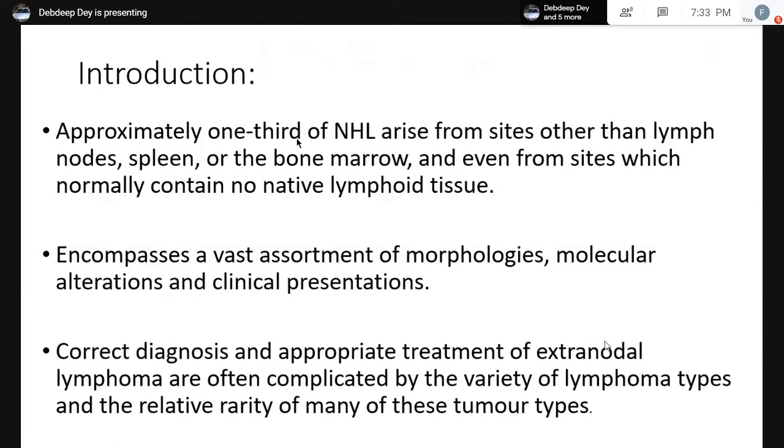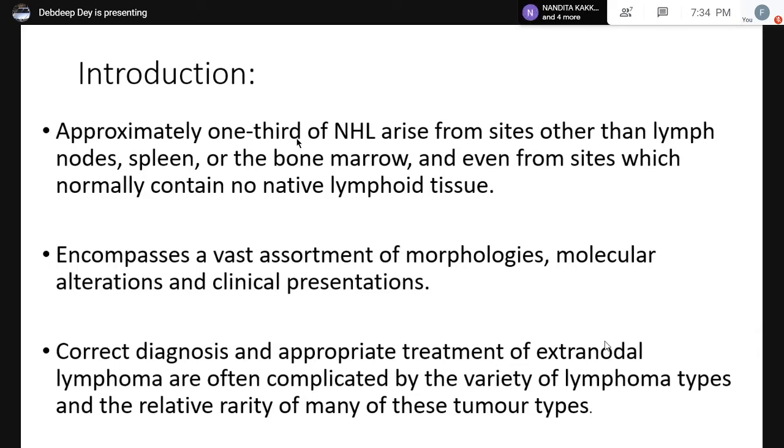So, as the name implies, extranodal lymphoma is a lymphoma which arises from a non-lymphnodal tissue, which means that it is not in the lymph node, spleen, or the bone marrow. Approximately 1/3 of NHL will arise from sites other than the lymph node, spleen, or bone marrow, and even from sites which normally do not contain any native lymphoid tissue. It encompasses a vast assortment of morphologies, molecular alterations, and clinical presentations.